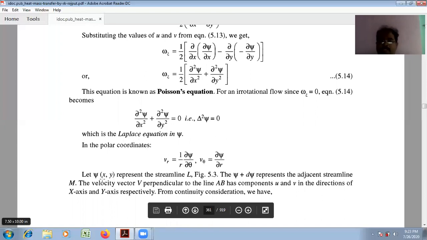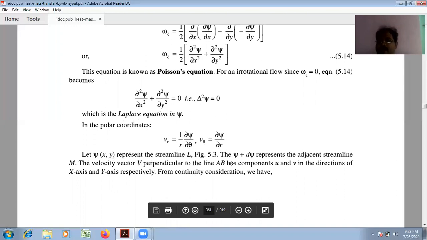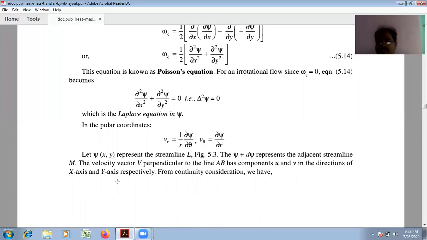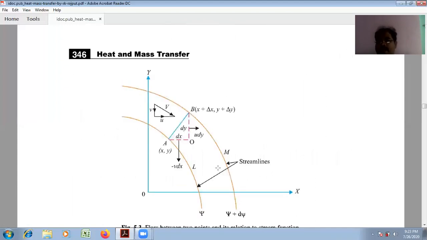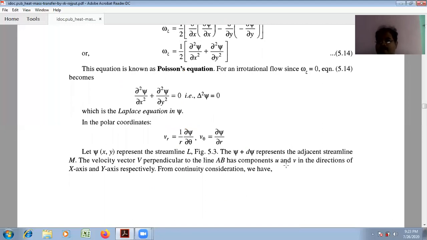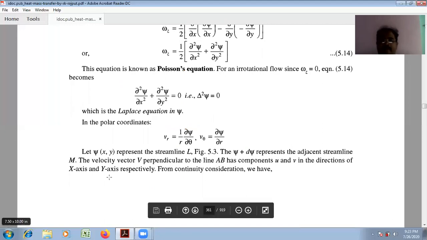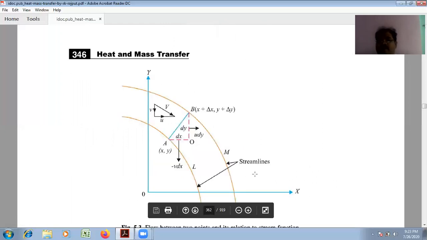So let psi, a function of x and y, represent the streamline L. The psi plus del psi represents the adjacent streamline M. The velocity vector V represents the line AB, and the components u and v are in the direction of x-axis and y-axis respectively. For continuity consideration, we get.